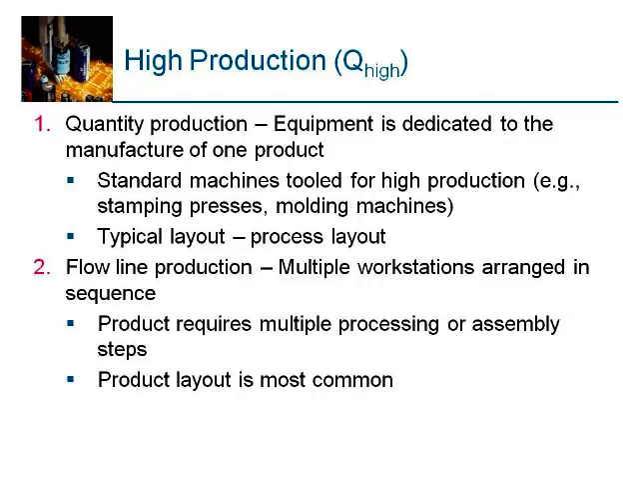Standard machines tooled for high production, like stamping presses and molding machines. The typical layout is a process layout or a continuous process layout. In flow line production, multiple workstations are arranged in sequence. The product requires multiple processing or assembly steps. Product layout is most common.